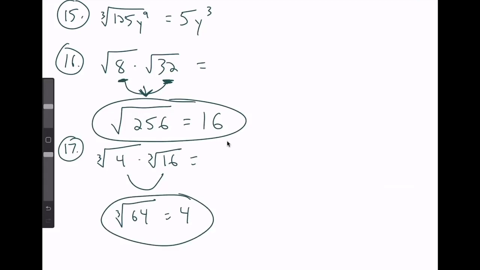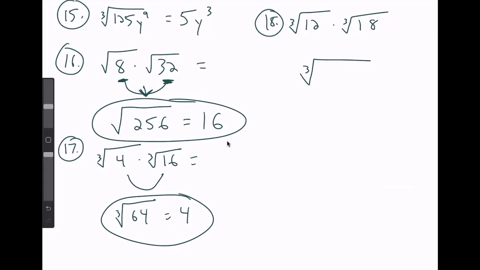All right, number 18. Look at number 18, and we have the cube root of 12 times the cube root of 18. Now, this will only work if you have the same index, right? You can only combine them like that if you have the same index. They're exactly the same. I can combine them.